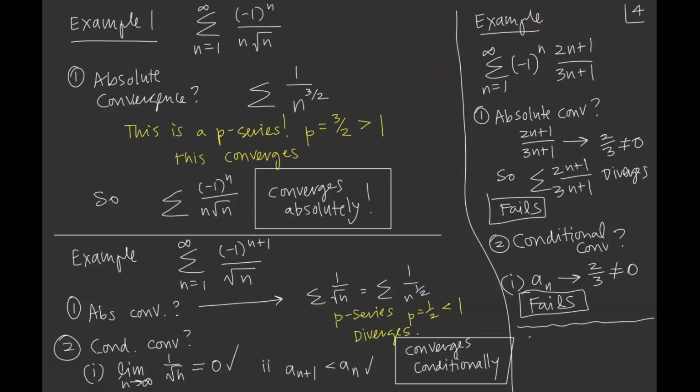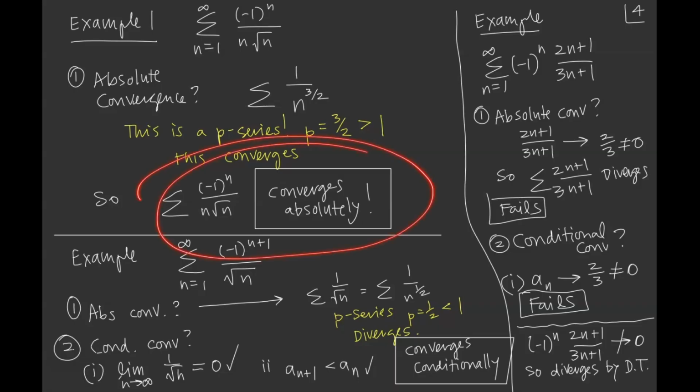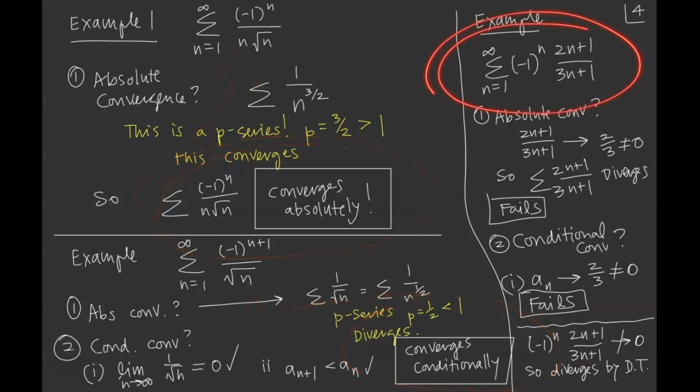So if you look at this sequence, this does not go to 0, so it diverges by the divergence test. Okay, we've got an example of something that converges absolutely. We have something that converges conditionally, and we have an example of an alternating series that diverged.